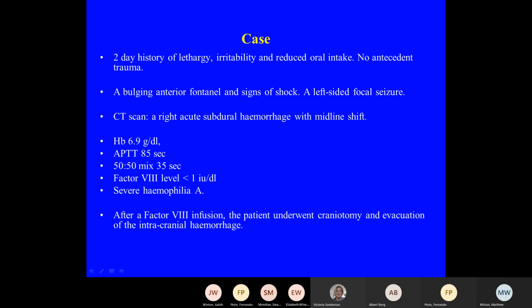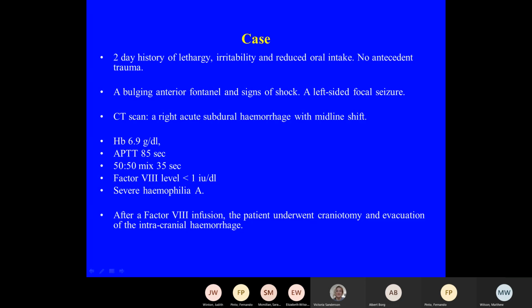So baby had a 2-day history of lethargy, irritability, reduced oral intake, no history of trauma. The fontanelle was bulging, and there were signs of shock. There was seizure. The hemoglobin was low. The APTT was prolonged at 85. It corrected on the 50-50 mix. The factor 8 level was less than 1, which gives a diagnosis of severe hemophilia A. And the patient was treated with recombinant factor 8 and needed neurosurgery.